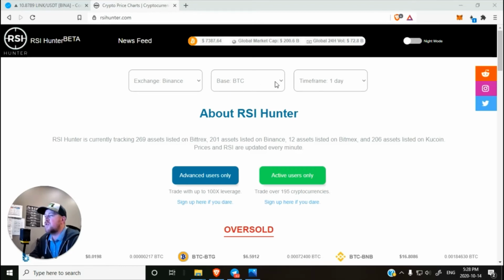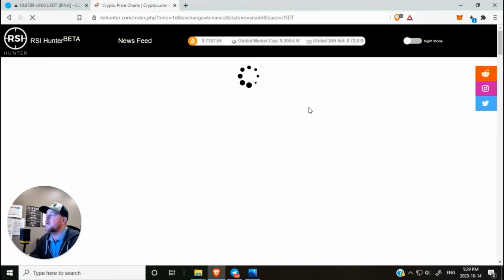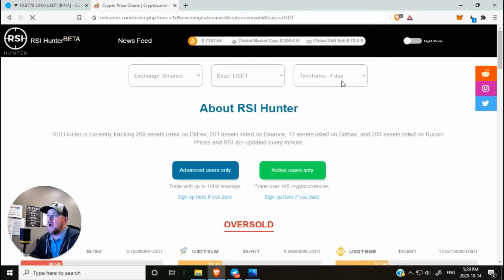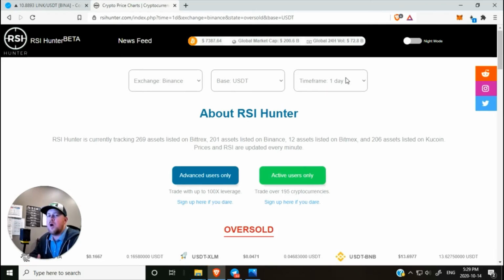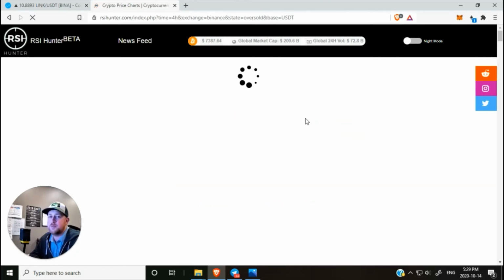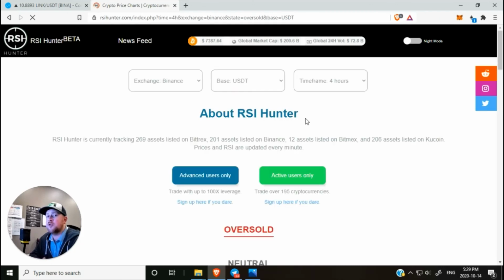Base BTC, this is a trading pair. So if you're trading Link, this will have Link BTC pairs. I prefer USDT, so we are going to change it to that. Let that load up, and then after that we're going to take a look at the time frame. So we're looking at Link, so I'm not going to do the daily. I prefer the 4 hour. If I was dealing with Bitcoin and Ethereum, sometimes I like the daily if you want a longer projection.